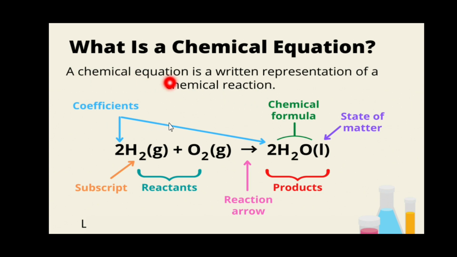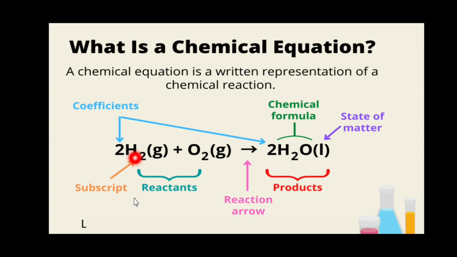Generally, a chemical equation is a representation of a chemical reaction. A chemical equation has two sides, mainly the reactant side and the product side. Both of these sides are separated by a reaction arrow. It also reveals the number of atoms of an element or compound.